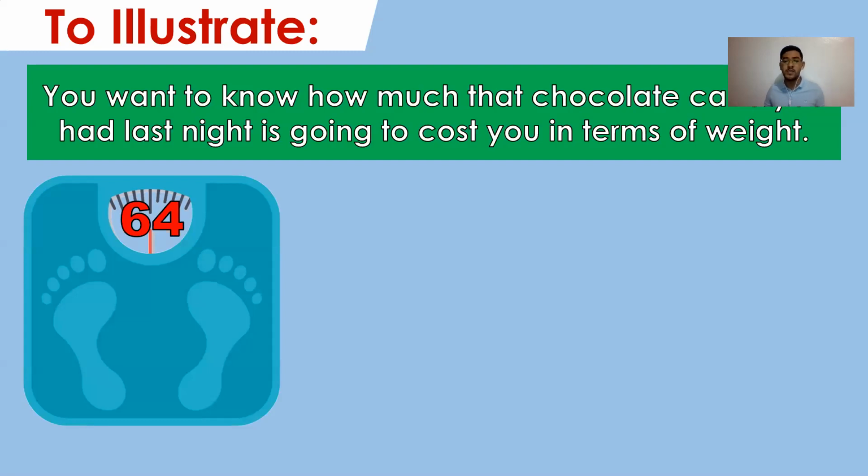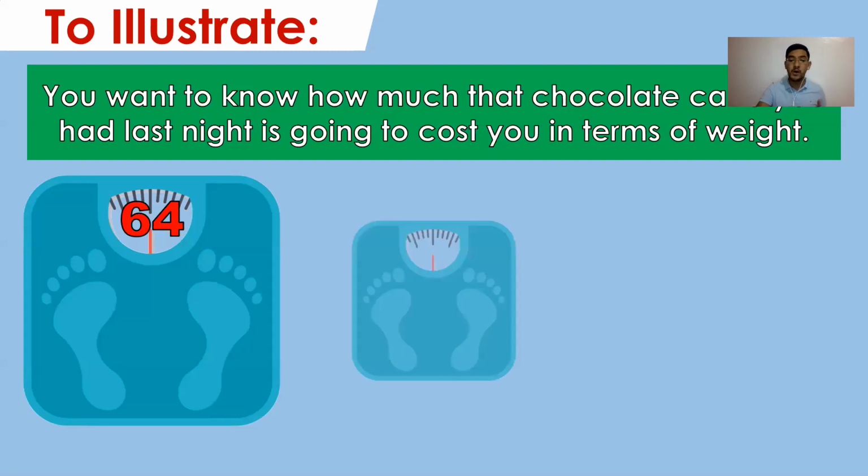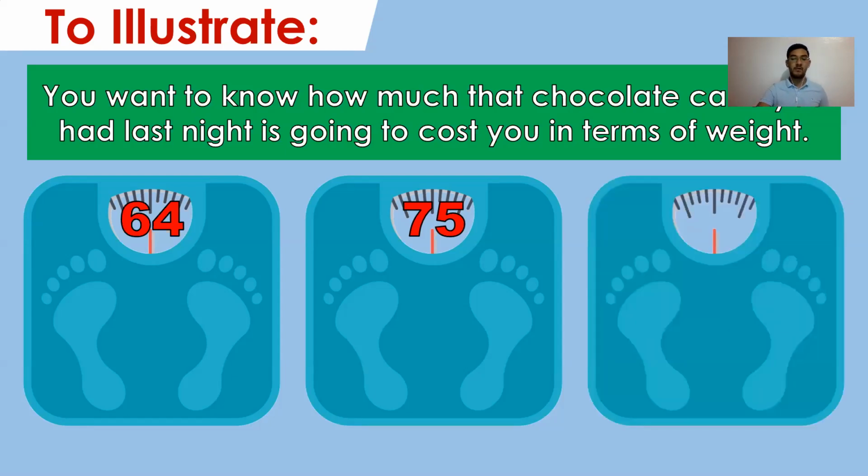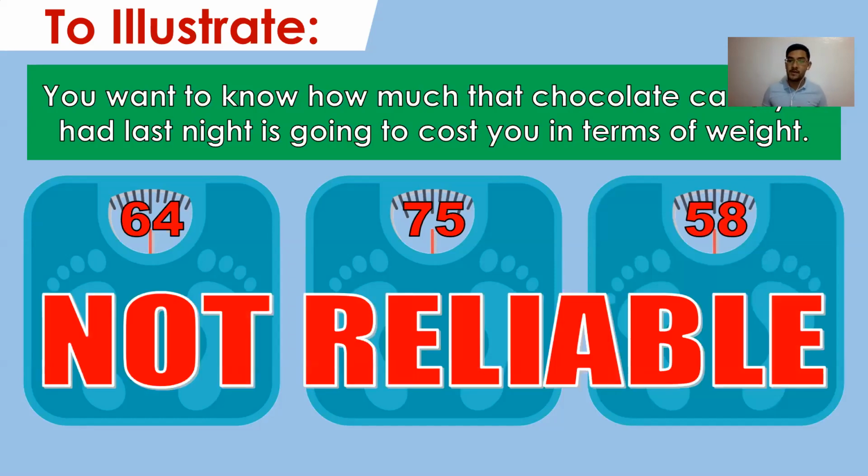So what you did, you step down and then you step on again. Pag step on mo, ang lumabas na weight mo is 75. So lalo kang nag-worried kasi tumaas eh. So ang ginawa mo, you step back and then you step on again. Okay? At ang lumabas, 58. Now, let me tell you, your weighing scale is not reliable. Why? Because it is not producing consistent result. Okay po?